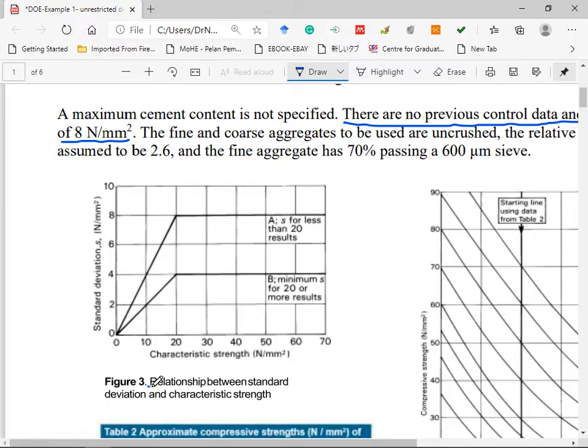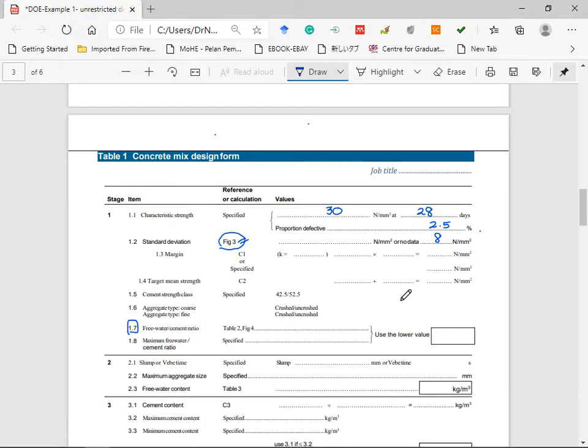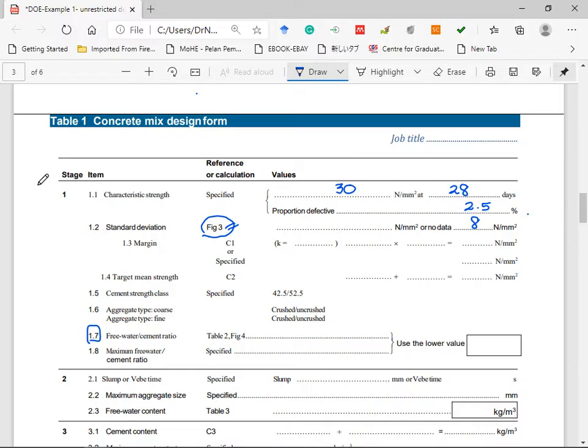Figure 3 is the relationship between standard deviation and characteristic strength. So the characteristic strength is 30. Let's say our result is less than 20 results, and we bring this up, and then our standard deviation is 8. So the next data is to calculate the margin.